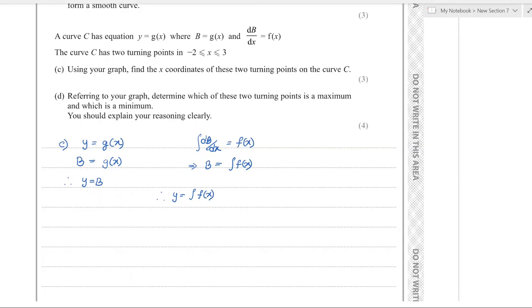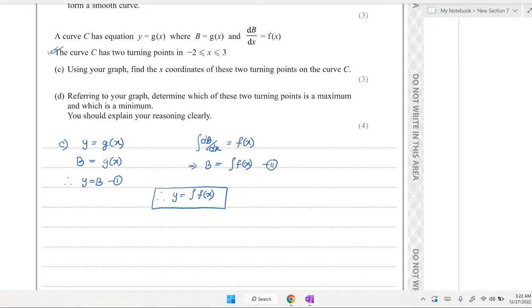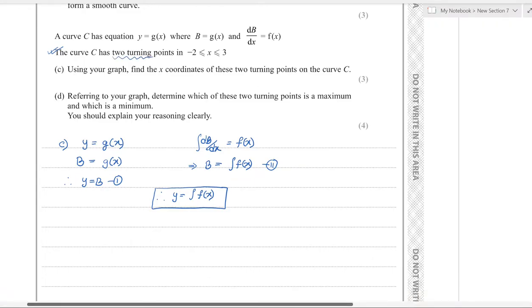The question says that curve C has two turning points. Let me label this as equation 1, this as equation 2, and when we substitute equations 1 and 2, you can finally get y is equal to the integrated value of f(x). So moving to this line, the curve C has two turning points between the range -2 to 3. Use your graph to find the x coordinates of these two turning points on the curve C. So you need to find the turning points. And how do we find the turning points?